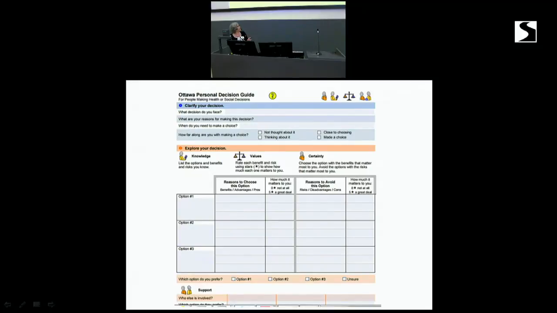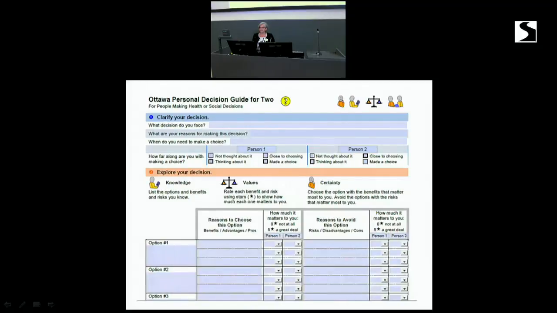In this decision aid, you start by identifying the decision. You look at the options, and the benefits and harms of the options. And then we also have a section on support, to look at who else is involved in the decision making. We also have an Ottawa Personal Decision Guide for two, where you can have two different perspectives, person one and person two. One of the projects we have on the go is with children making decisions with their parents. The child gets to rate their priorities first, and then the parent after the child has used it.